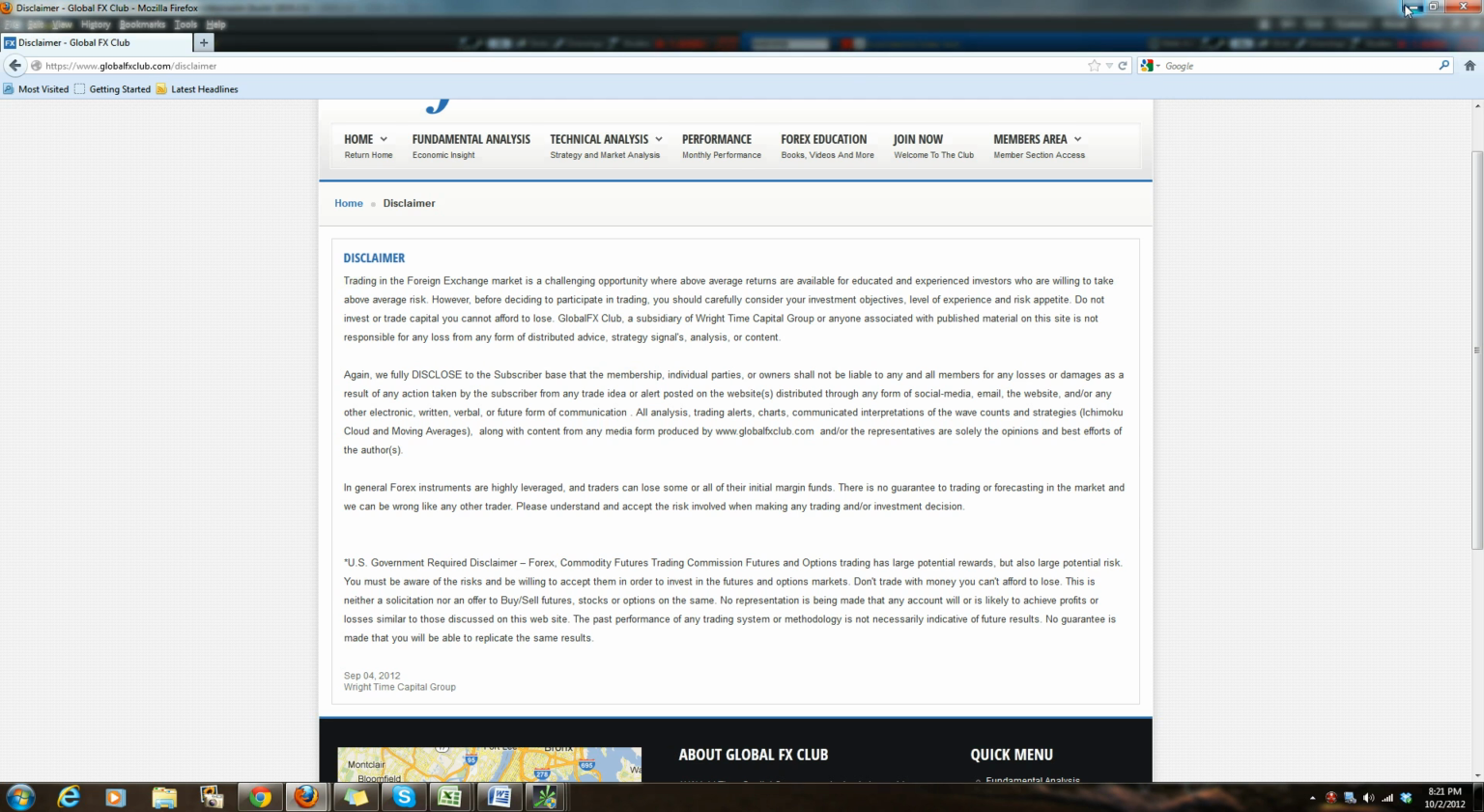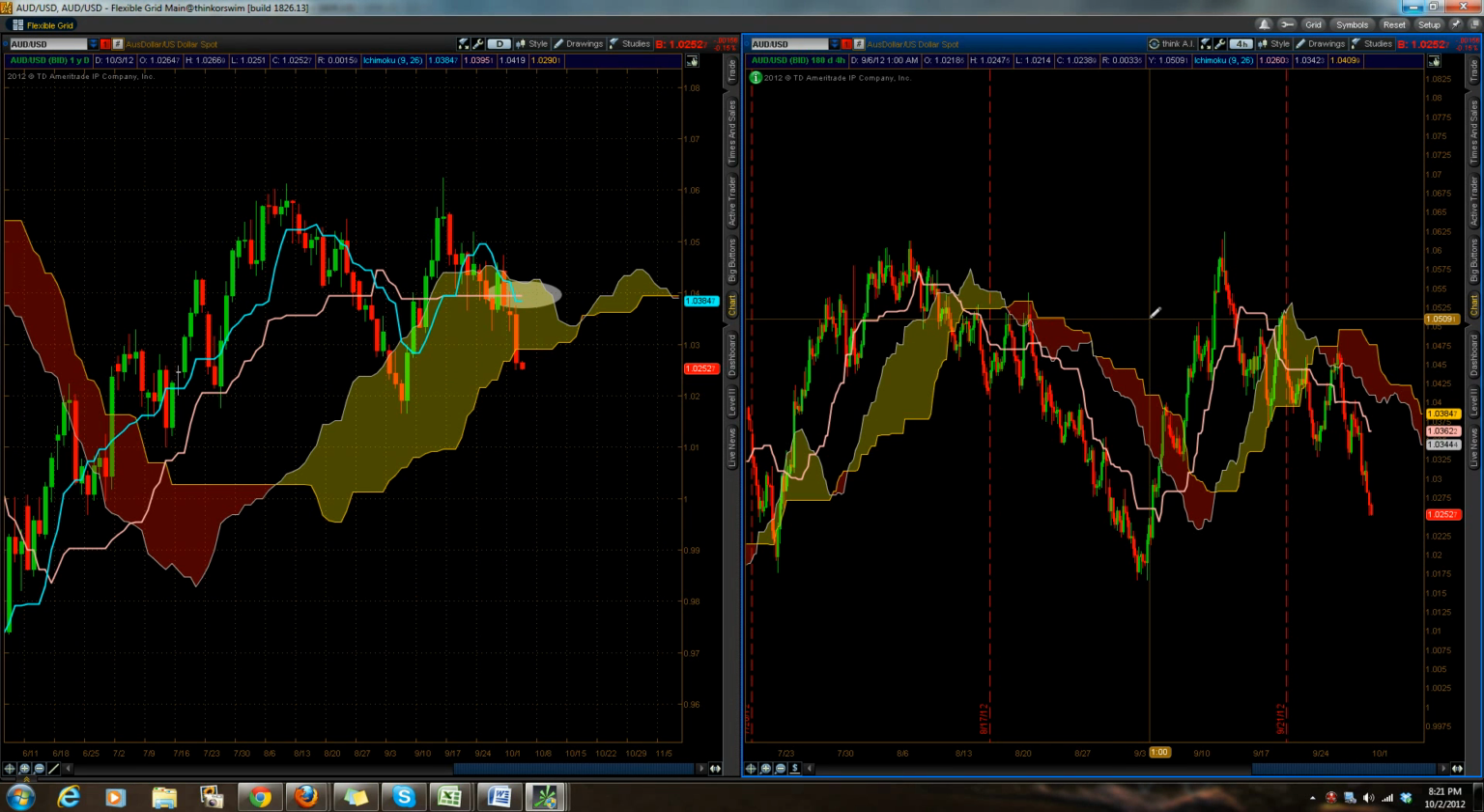Alright, and just jumping into the market, let's take a look at Aussie. As we all know, the pair has been on decline following the cut in their interest rate. We take a look at the Aussie on the daily chart. We have price breaking below the Kumo. We also have a bearish Tenkan-Kijun cross.